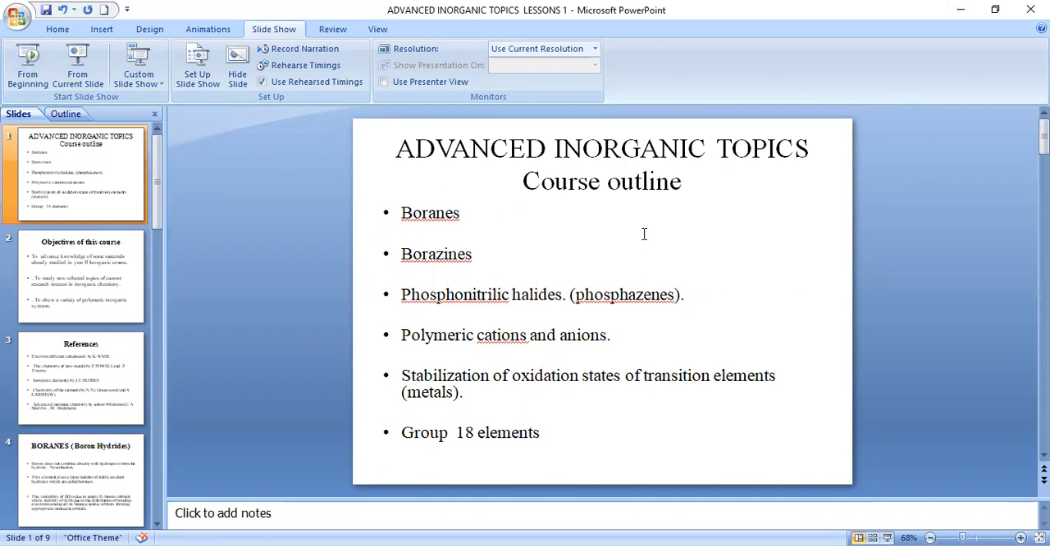This topic will cover boranes, phosphazines. We shall look at polymeric cations and anions, stabilization of oxidation states of transition elements, and lastly, group 18 elements.